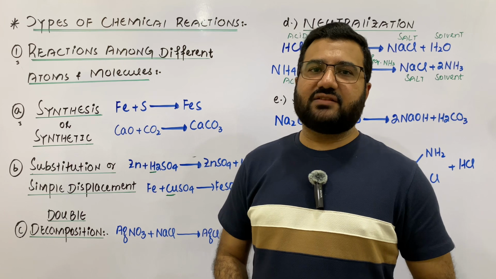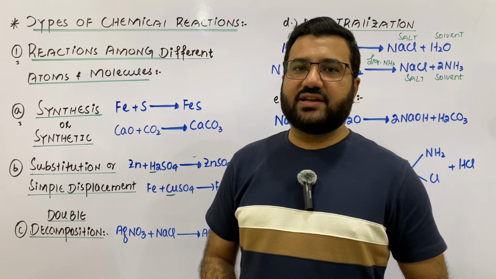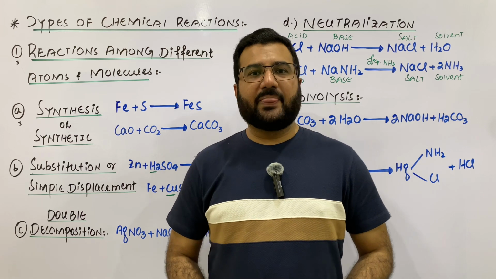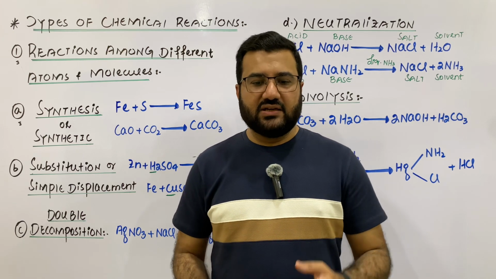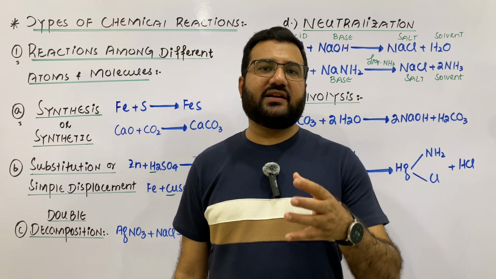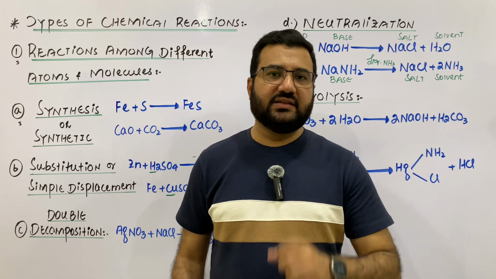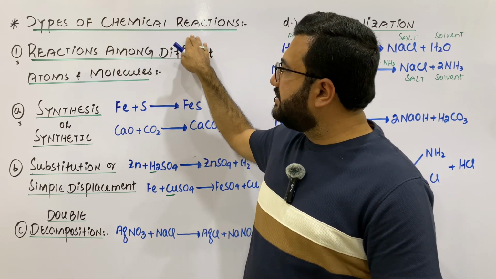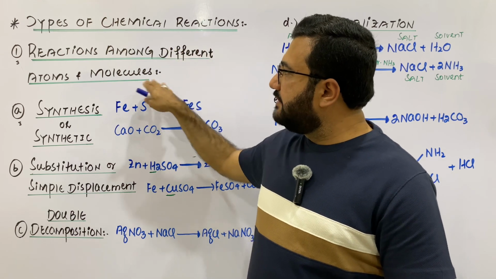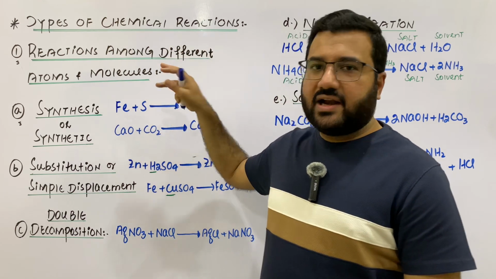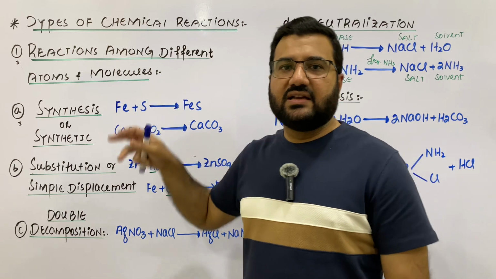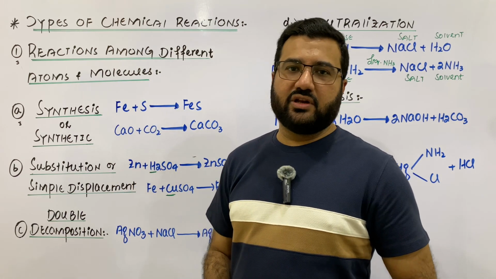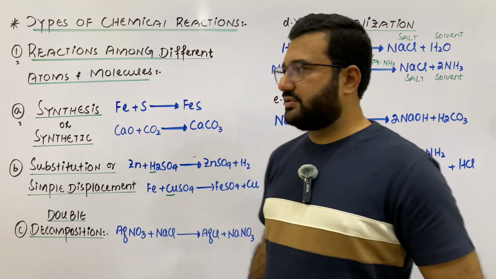In the first lecture we discussed those chemical reactions involving the similar atoms and molecules, and in those types of reactions only a single type of reactant is involved. Today we are going to discuss that type of chemical reactions in which different atoms and molecules are involved, and in these types of reactions at least two or more than two different types of reactant molecules take part in the reaction.